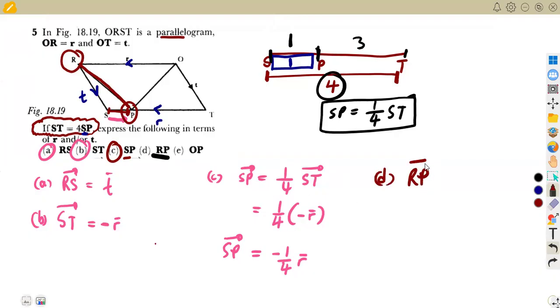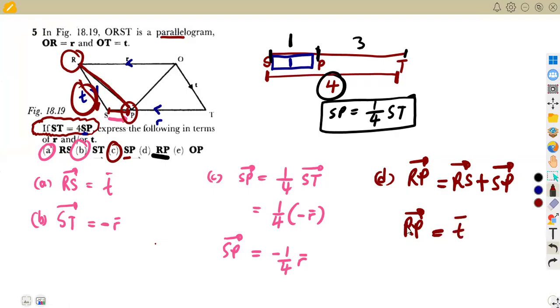R, P. We are going to move from R to S, then from S to P. So this is going to give us RS plus SP. Now let's simplify. So that means the vector RP is going to be RS, from R to S. We are maintaining the direction of the arrow, going the same direction. So that's a plus. So it's going to be plus T.